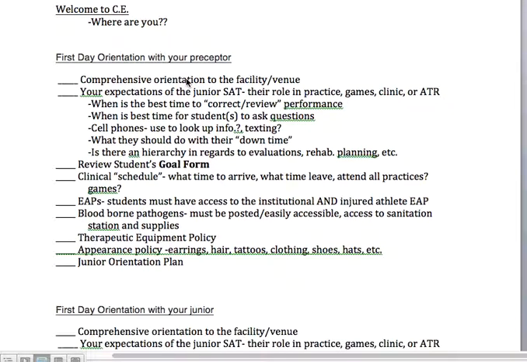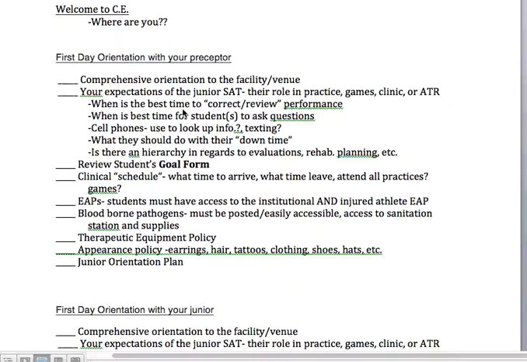So on the first day or first week, these were the things that I asked your preceptors to review with you, or the senior you're working with to review with you. So hopefully you got an orientation to the facility that you're at. Then they should have talked about expectations as far as what your role is at practice, games, clinic, or in the athletic training room. And here's some examples of things that I've asked them to review.